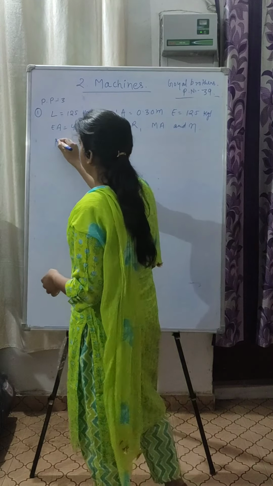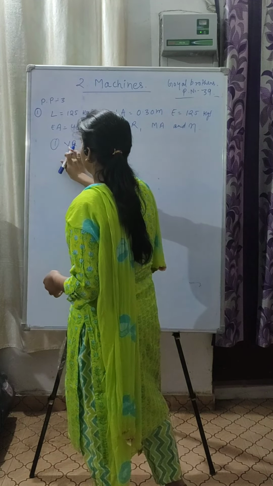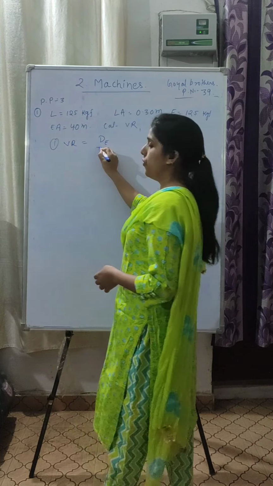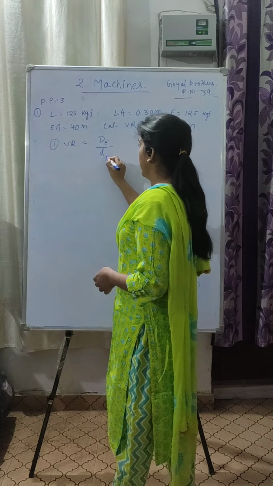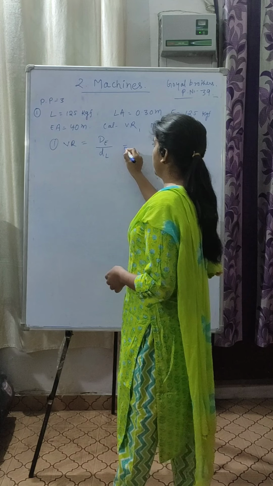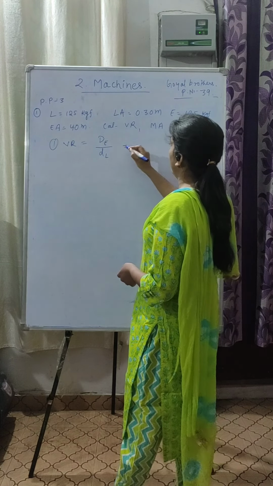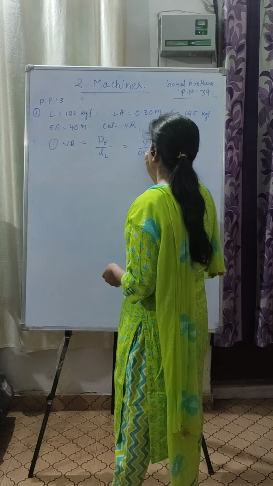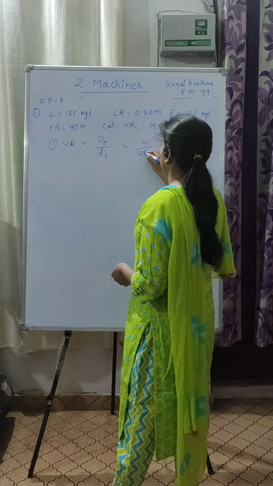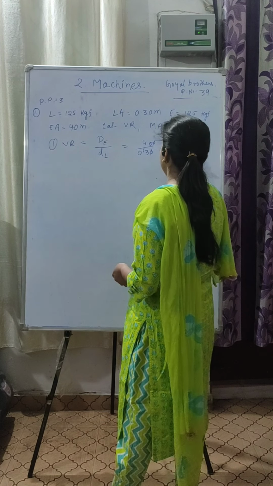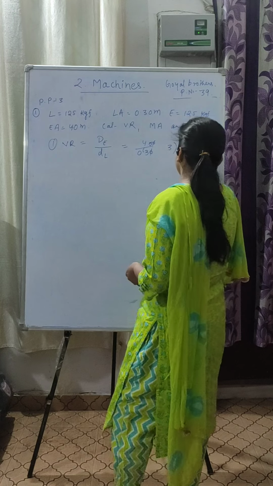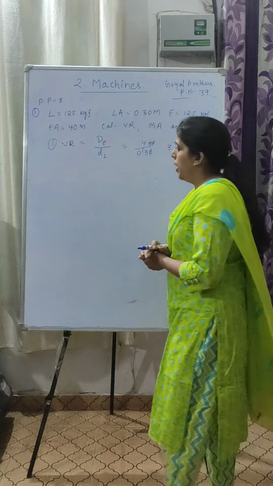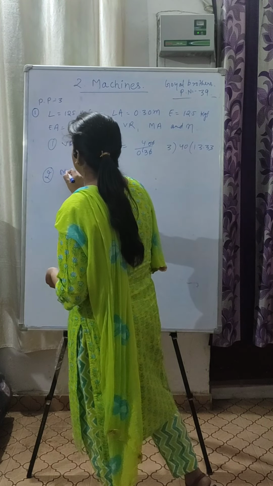The first one is the velocity ratio, that is the distance traveled by the effort divided by the distance covered by the load. So we simply put in the values of distances: the effort distance is 4 meter upon 0.30 meter. So what will we get? We will get 13.33 something as the answer.